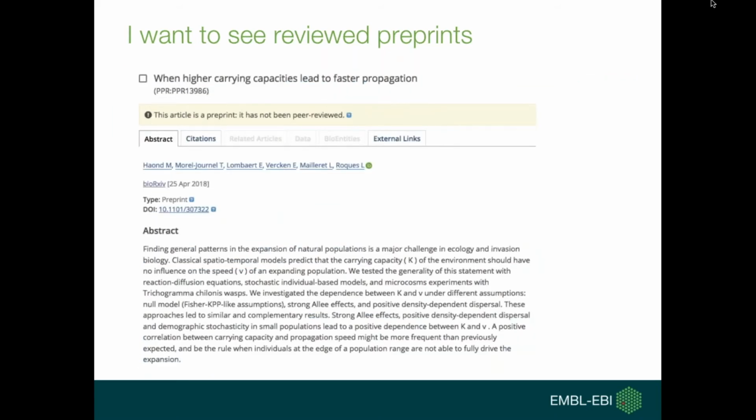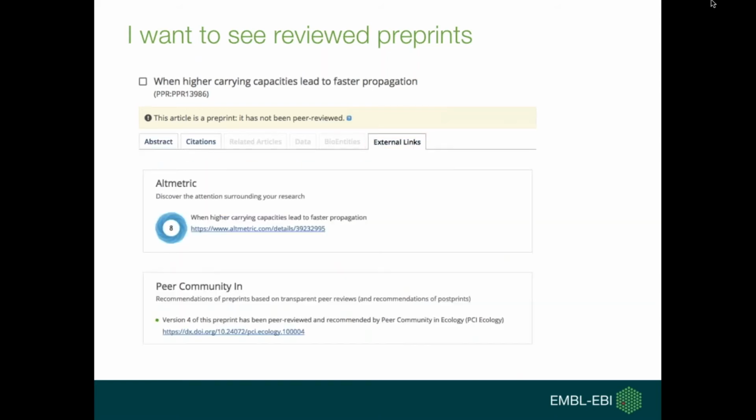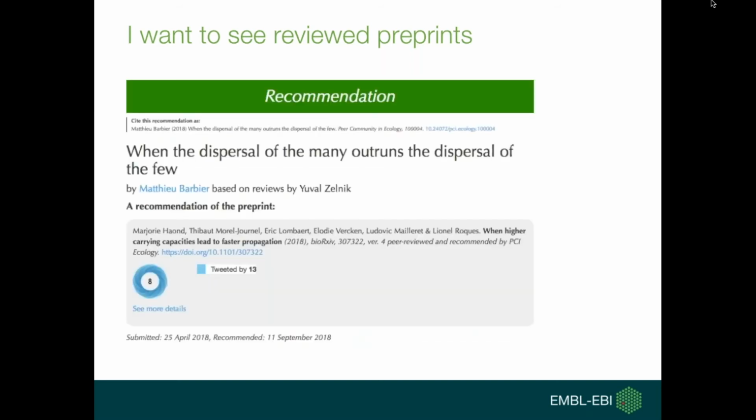And when you get to the preprint abstract, if you wanted to read the peer review, then you would need to go to a tab that is called external links. I'll highlight it here. When you click on that tab in the abstract view, it will open this list of external links, and there will be the link to the peer review of the preprint. And if you follow that link, you will get to the provider. So in this case, it's a review, or rather a recommendation from Peer Community In, and you can read what the reviewer said.